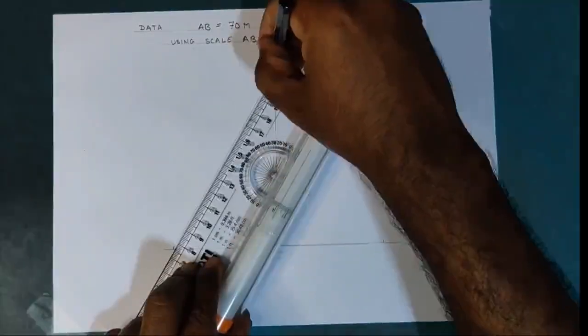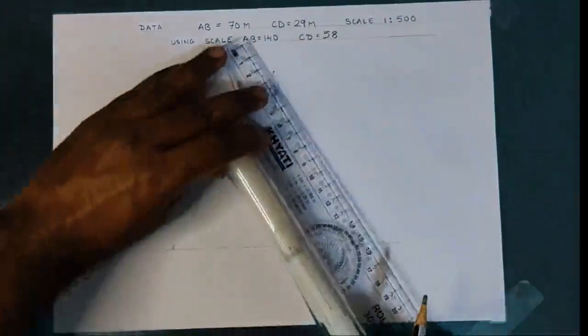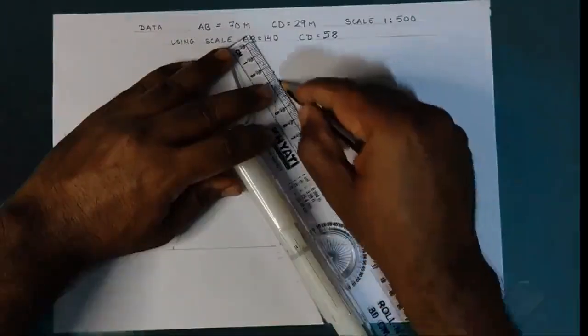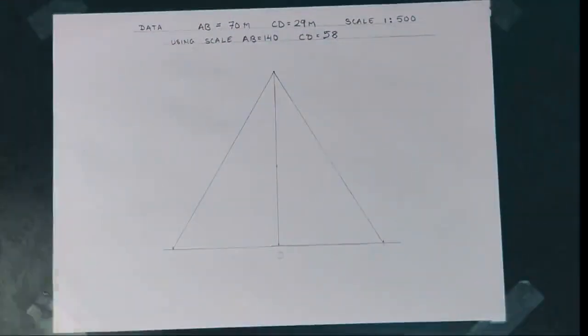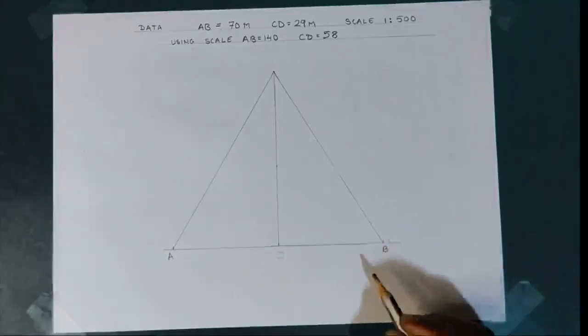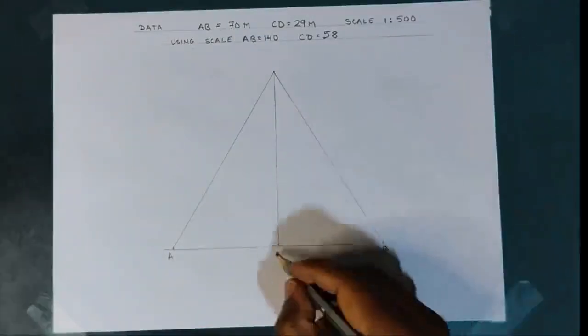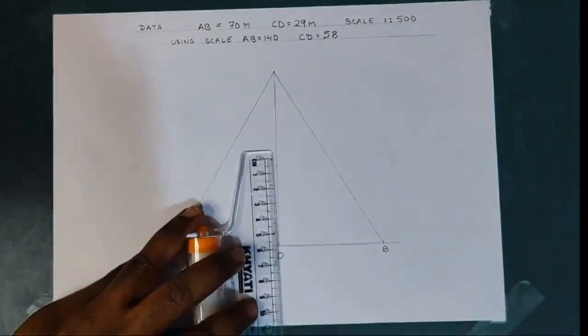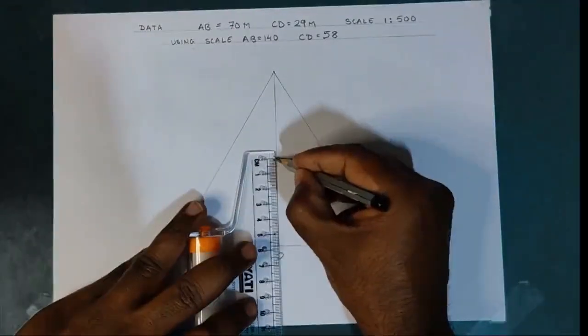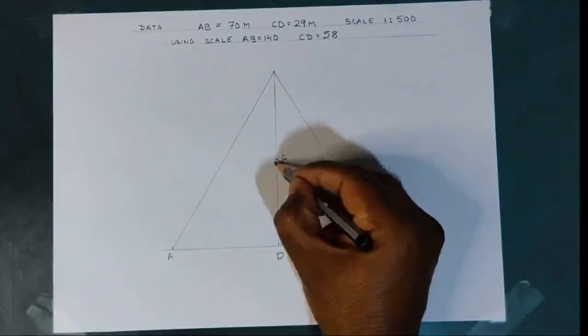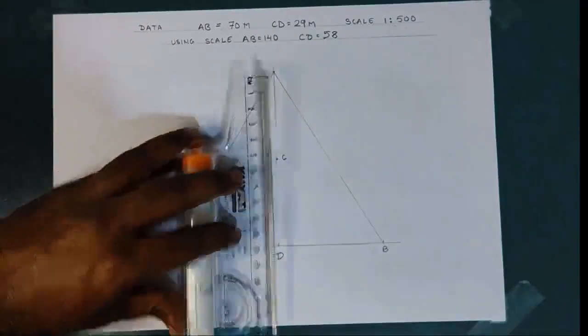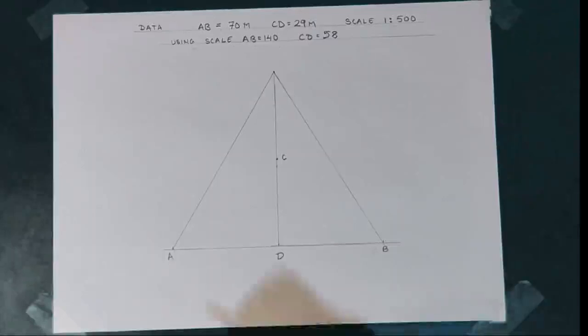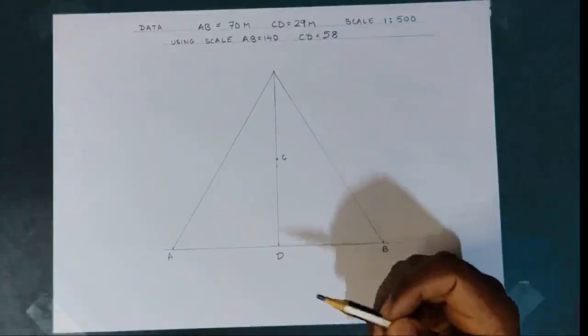Now I draw the sides of the triangle joining the base endpoints with the end point of the vertical I had drawn. I take a distance of 58, and this is the actual point C. The height of the triangle is twice CD.